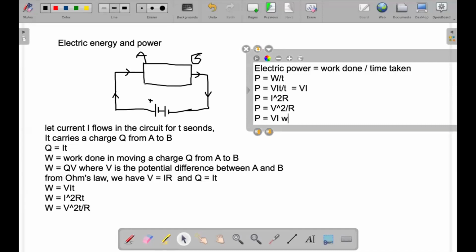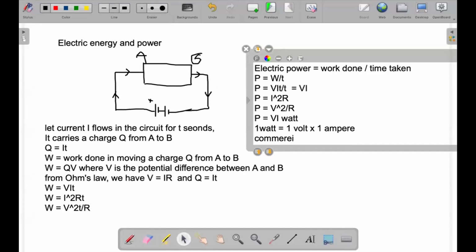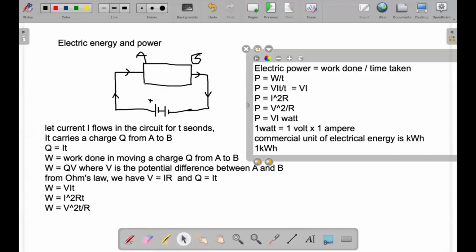And the unit of power is what? We will write watt over here. You can simply say that 1 watt equals 1 volt into 1 ampere. Kilowatt hour is the commercial unit of electrical energy. And 1 kilowatt hour is equal to 3.6 into 10 raised to the power 6 joules.